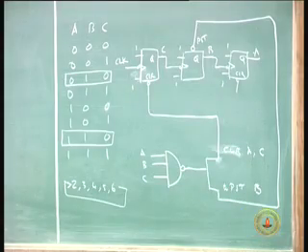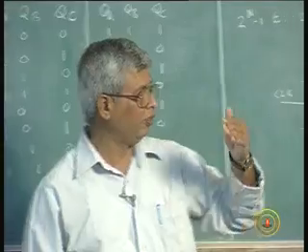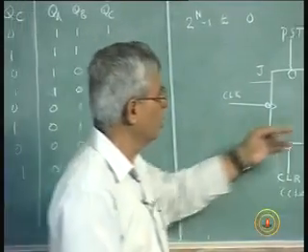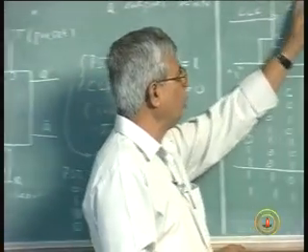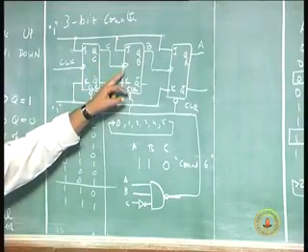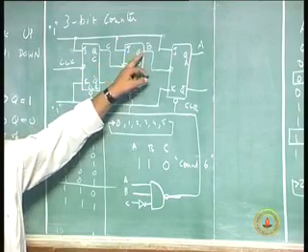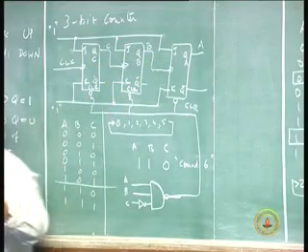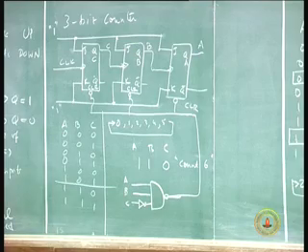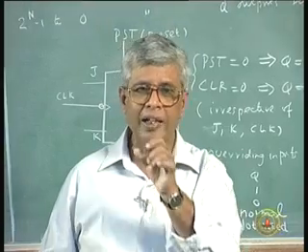Now one disadvantage of these counters: we feed a clock to the very first flip flop stage. The output of the flip flop is used as the clock for the second stage. The output of this flip flop is taken as the clock to the third stage. The clock is passed from flip flop to flip flop. There is an inherent delay, as I said.